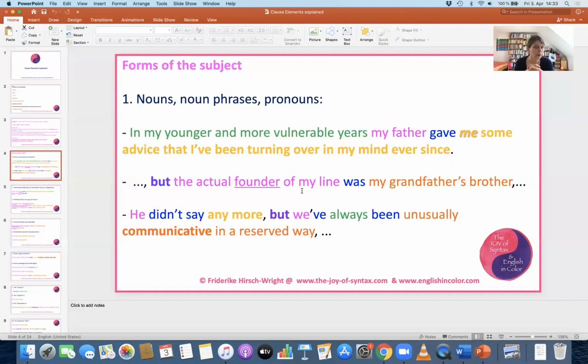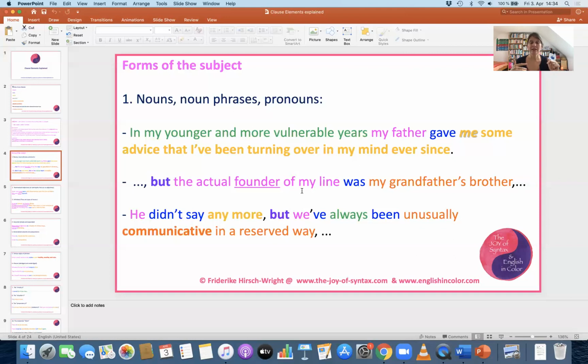He didn't say any more, but we've always been unusually communicative in a reserved way. He and we are personal pronouns, and they serve as subjects in these respective main clauses. He didn't say any more is a main clause, but we have always been unusually communicative in a reserved way is also a main clause. And these two main clauses are in a compound sentence, maybe also in a compound complex sentence.